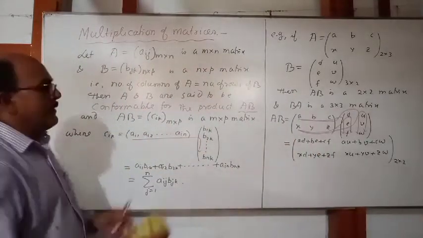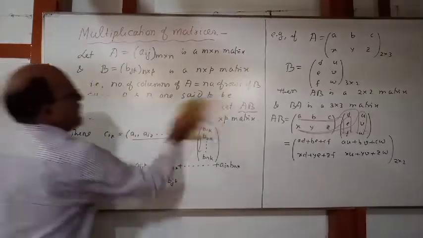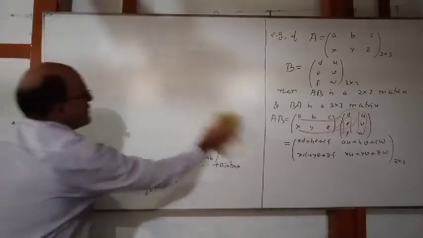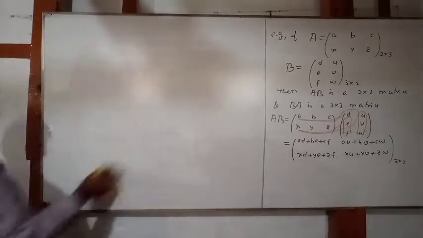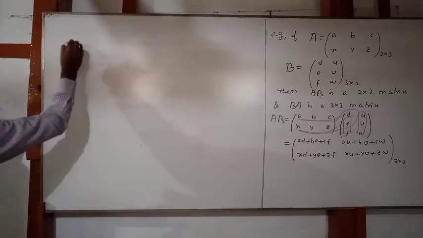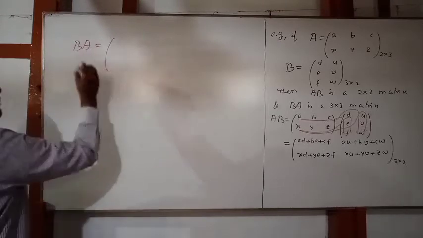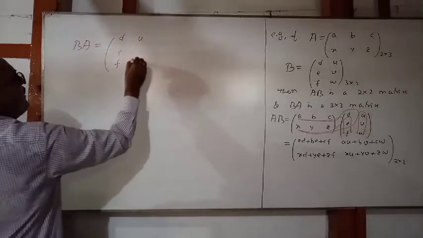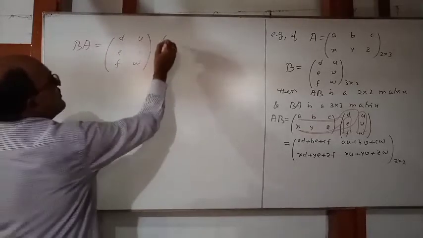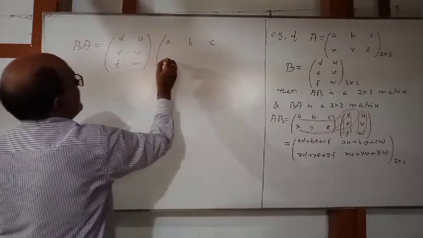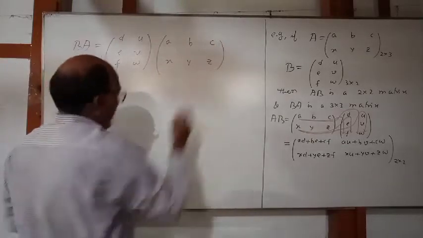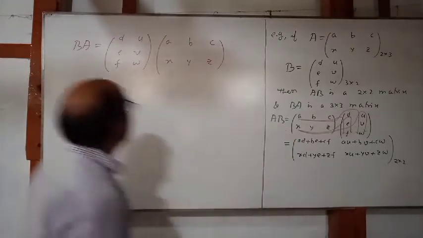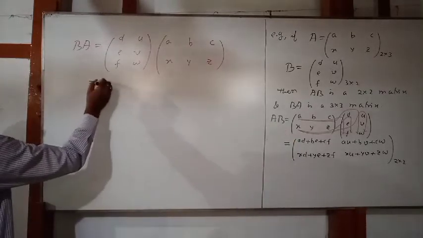Now let us calculate BA and see what happens to BA. We shall see how BA is a 3 by 3 matrix. So let us write BA here. BA. B is DEF, UVW, and A is ABC, XYZ. Now let us multiply by the same rule.